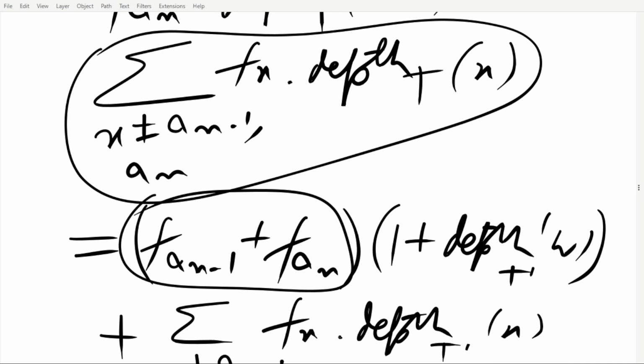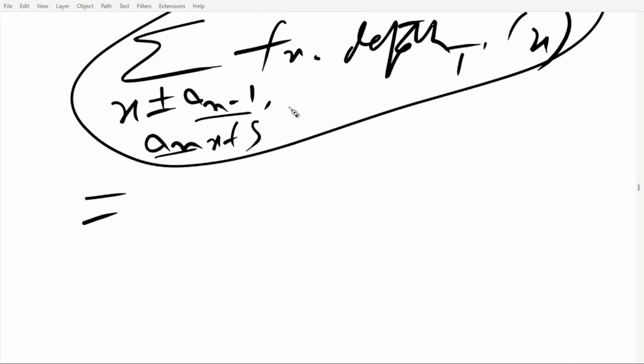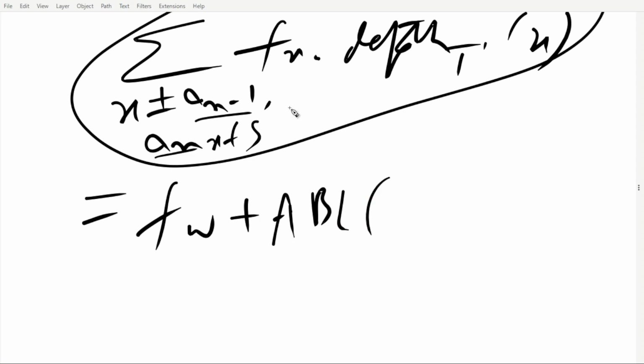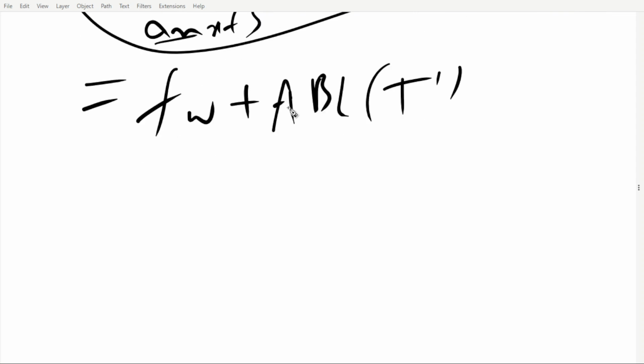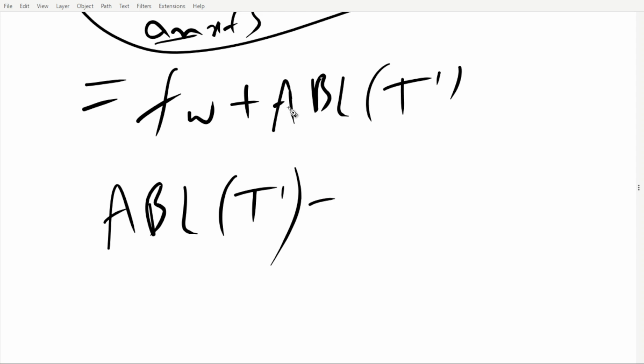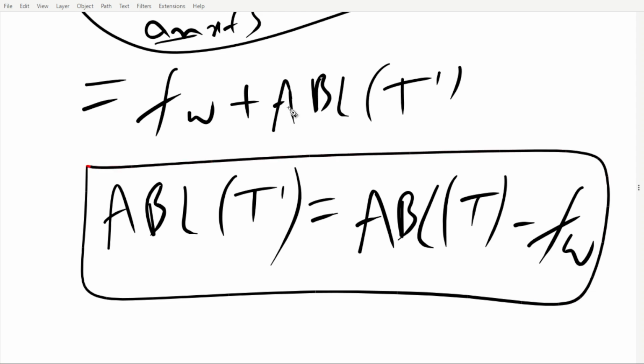Just correcting the expressions, x is in S. So we get our result: fw plus average bit length of t prime. So this is the relation between the two, that is how to get average bit length of t prime: just subtract fw from average bit length of t. This is our relation and this will be used in the proof.